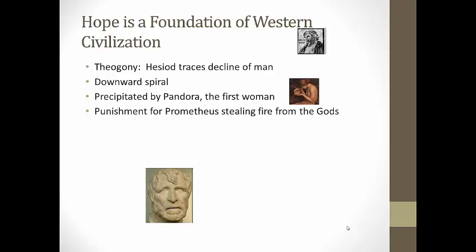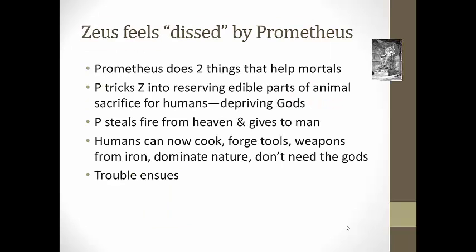Pandora released evils because it was a punishment coming from Zeus to punish Prometheus for doing some things that helped humans, and that made Zeus pretty angry. So what did Prometheus do that angered Zeus so much? Well, there were two things that he did which had the effect of helping mortals. First, Prometheus tricked Zeus into reserving the edible parts of animal sacrifice, which all good Greeks were supposed to do to honor the gods and curry their favor.